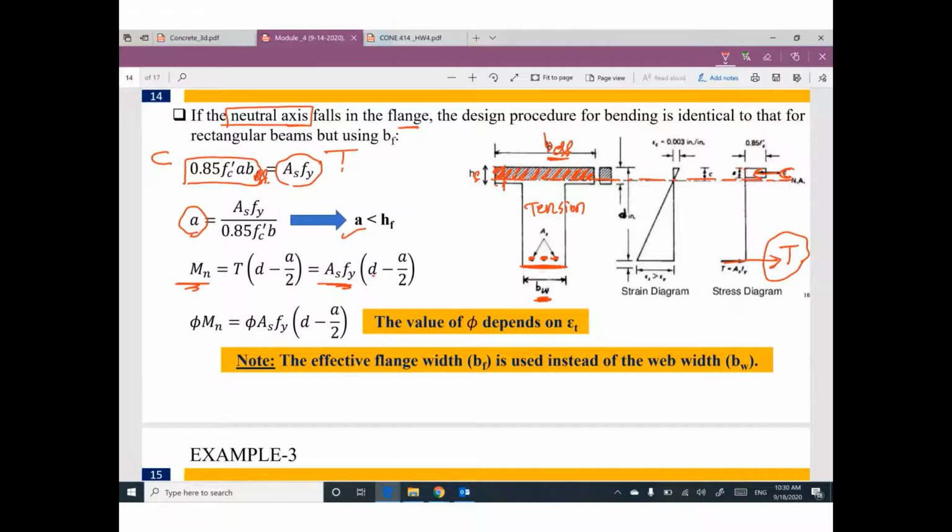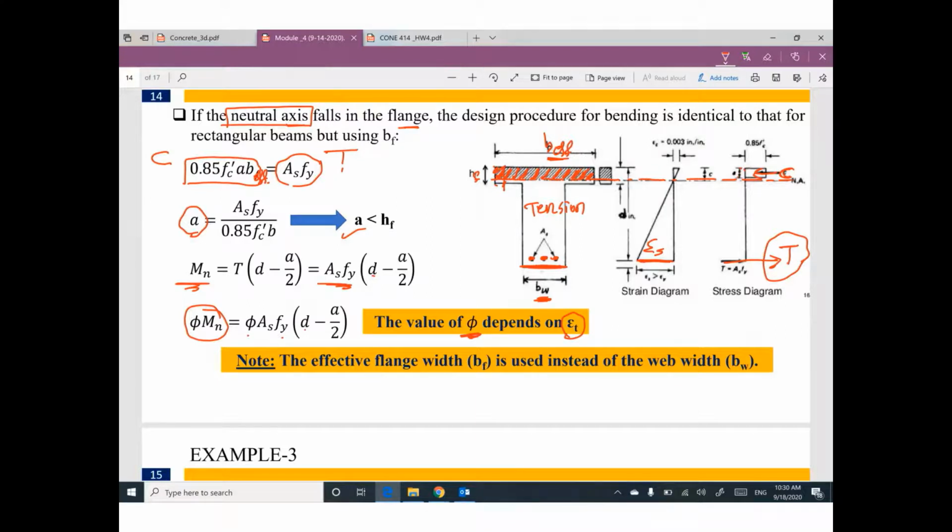Then your nominal moment equals area steel F yield times D minus A divided by 2. Then if you would like to get the design moment, it equals phi area steel F yield times D minus A divided by 2. And the phi most of the time will be 0.9, but you can figure it out by the value of epsilon steel. You remember a table? We can use the value of strain in steel to figure out the value of phi.